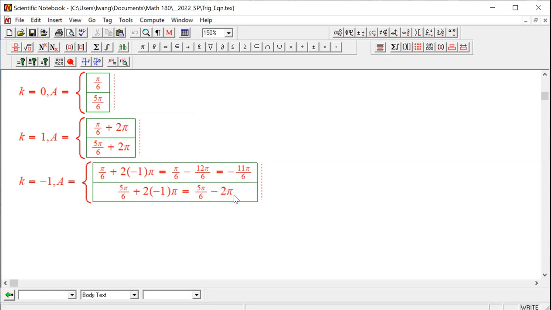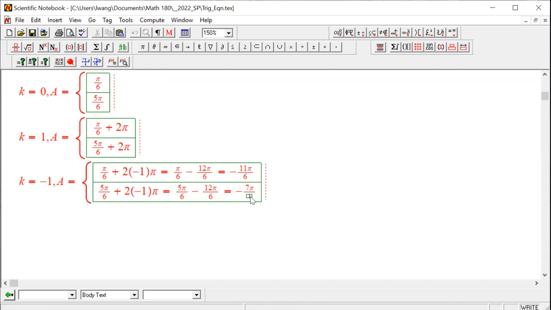You can also measure this way, 5 pi over 6, and you go back -2 pi. So what does this equal to? Let's get the numerical value if you wish. That equals, well, 2 pi is 12 pi over 6, and what does that equal to? Well, that equals -7 pi over 6.